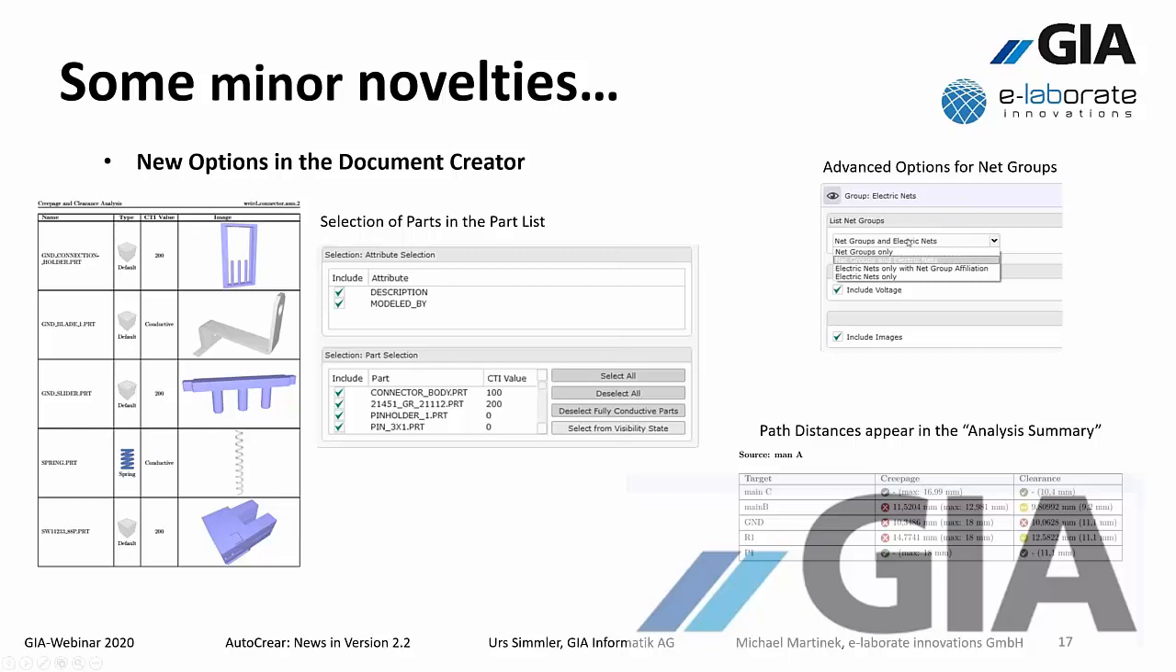We have some advanced options for net groups in the documentation for electric nets. I refer to the manual for details. And then there is also a revision of the analysis summary in the document. The analysis summary lists all the net pairs and tells you the worst result. And now it also displays the path, the shortest path lengths, and distances which are required.